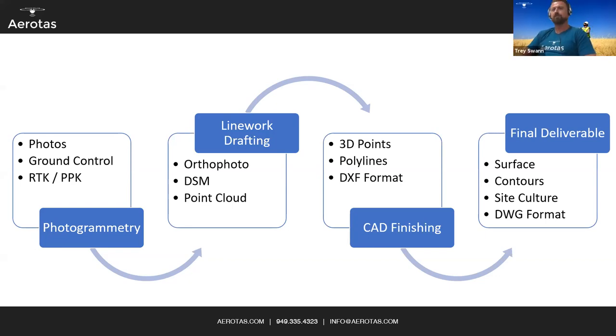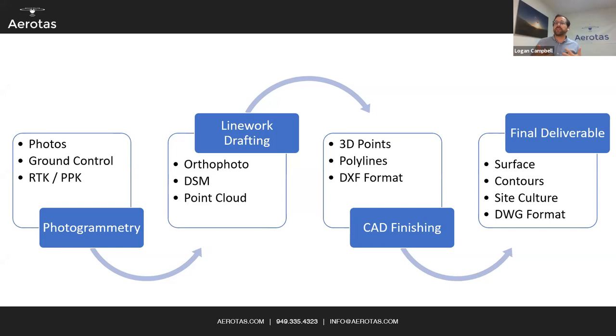So backing up to the photogrammetry outputs, can you go into a little more detail about what a digital surface model is and how that differs from, say, a DTM or a DEM? Yeah, absolutely. So we'll get into this, but those three outputs are the orthophoto, the digital surface model, and the point cloud. Orthophoto is, of course, just going to be the imagery.